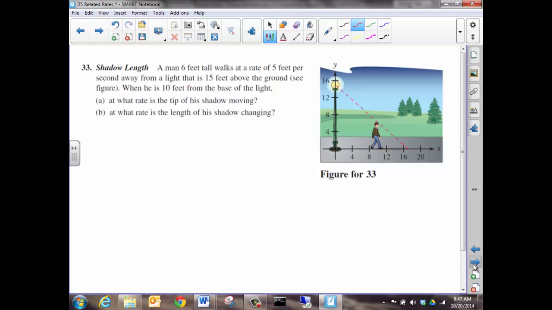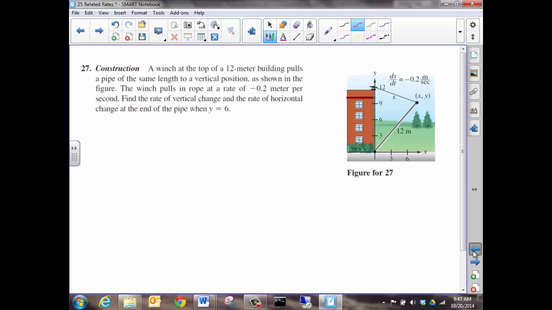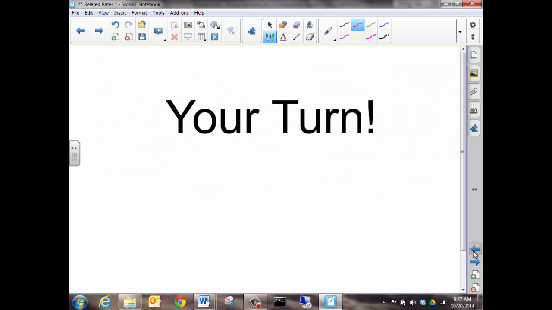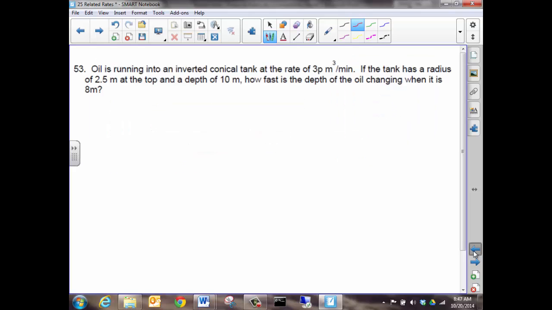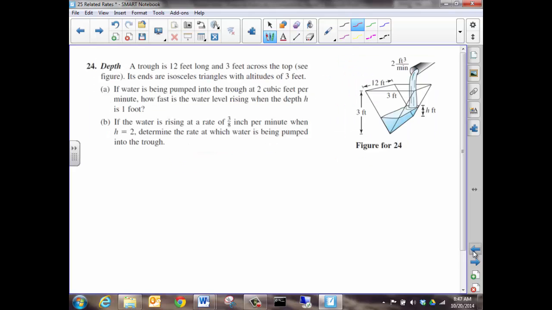24. What's different about 24? Say 1 meter of water at these ends. Now we don't have to do that one. Okay, let's see. If water is being pumped into the trough at 2 cubic feet per minute, how fast is the water level rising when the depth H is 1 foot? And B part, when the water level is rising at 3. You can do that one.